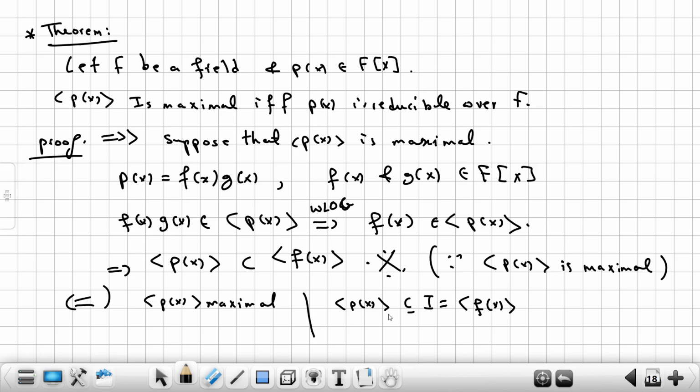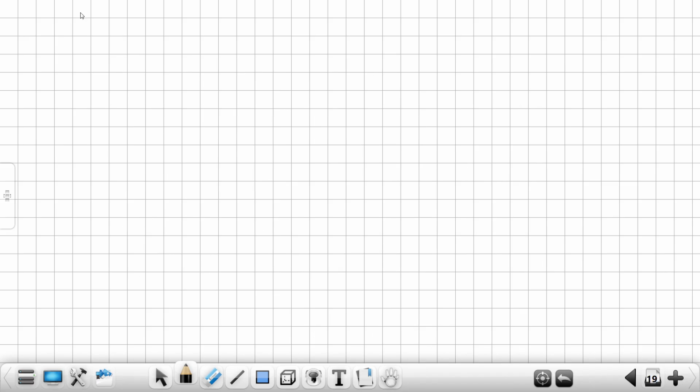Now our ideal is a subset of I, so p of x is in I. So p of x can be written as f of x times g of x. But p of x is irreducible. That's our assumption. Since p of x is irreducible, one of them is a unit. If f of x is a unit, then I is equal to the whole ring.